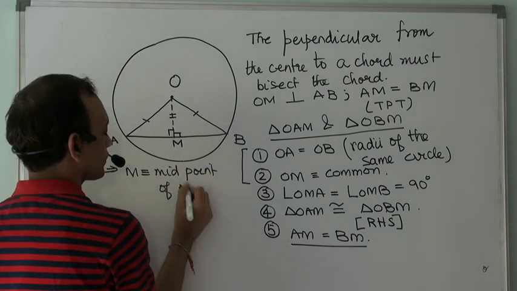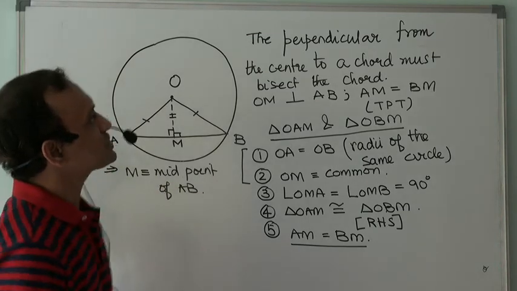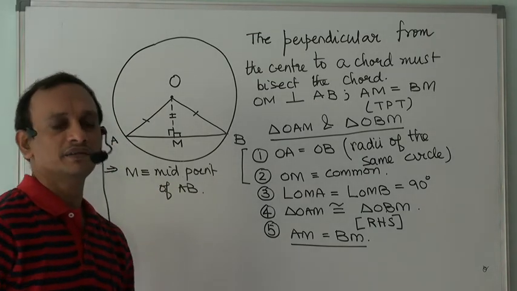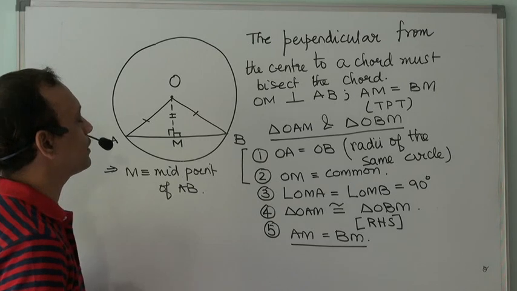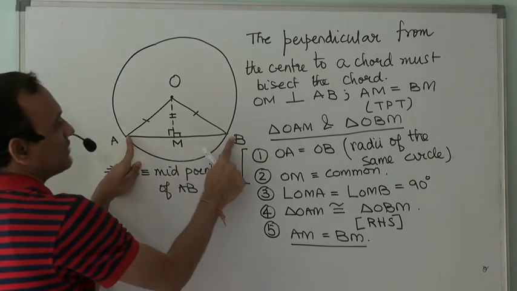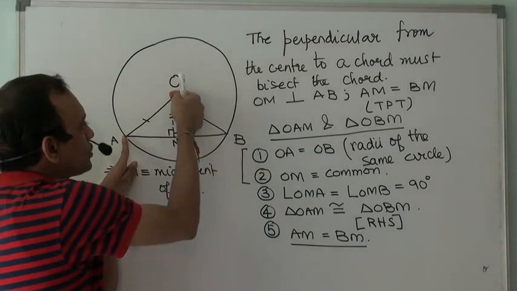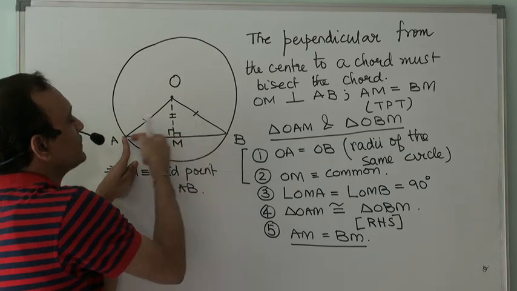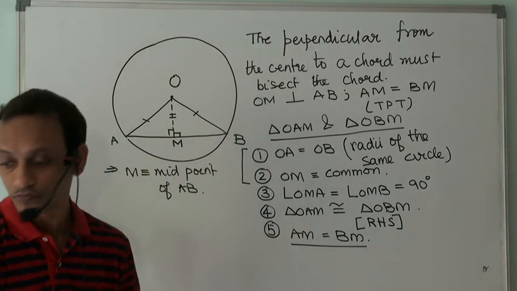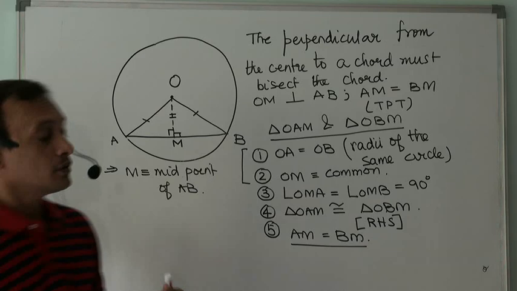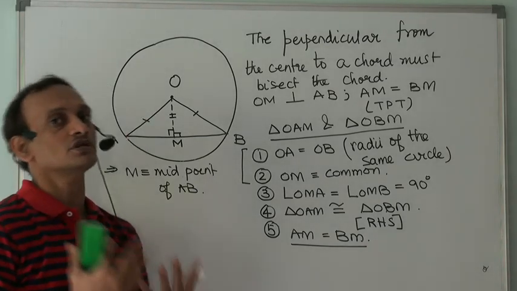Right? Which leads us to the first and the foremost property of circles. If we have a chord and if I draw a perpendicular from the center to a chord, then that perpendicular must bisect the chord, right? Now, a related property which is the converse of this.